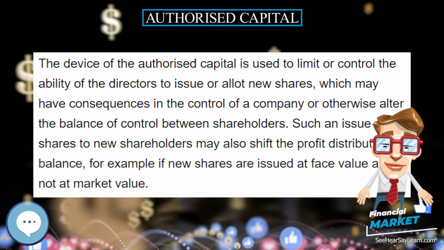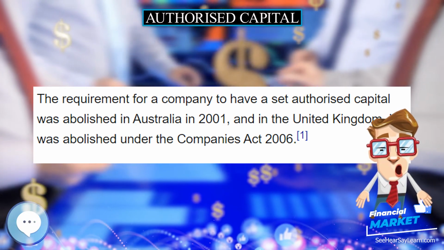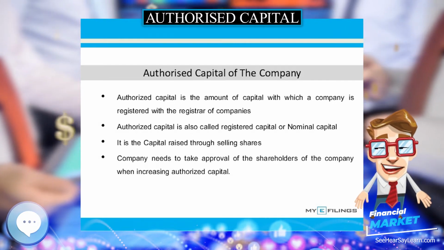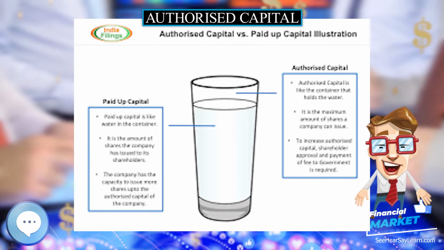of the company. The device of the authorized capital is used to limit or control the ability of the directors to issue or allot new shares, which may have consequences in the control of a company or otherwise alter the balance of control between shareholders.